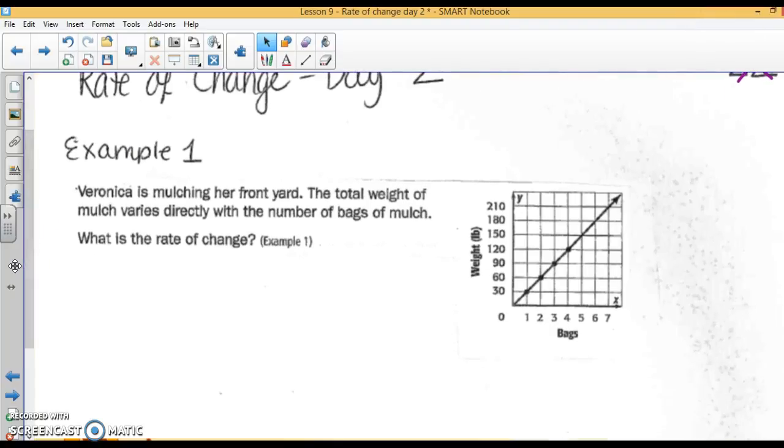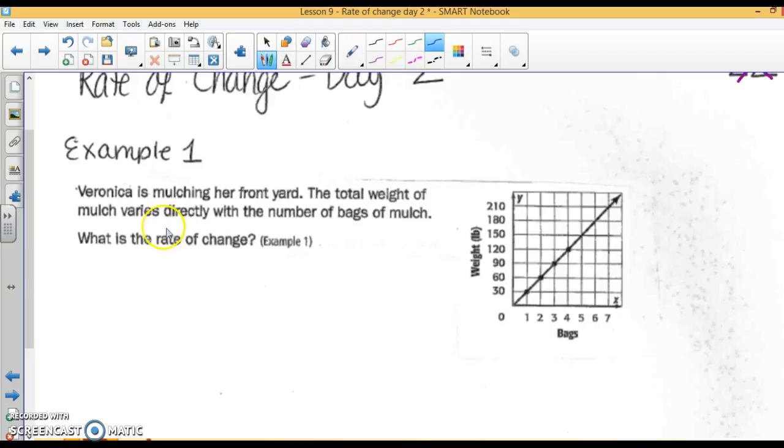Veronica is mulching her front yard. The total weight of mulch varies directly with the number of bags of mulch. What is the rate of change? Well, first thing we need to do, let's take a look at this graph. Is that graph proportional? Think about it for a second. It is proportional because proportional graphs satisfy 2 requirements. 1, it is a straight line. 2, it goes through the origin. So the graph is proportional.